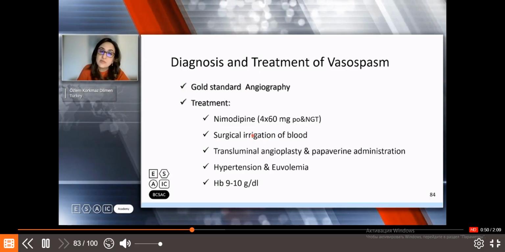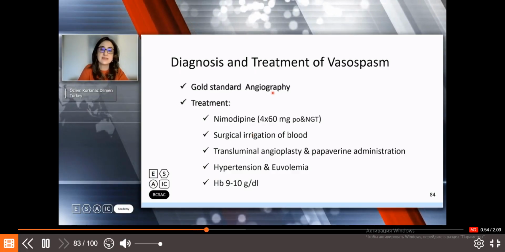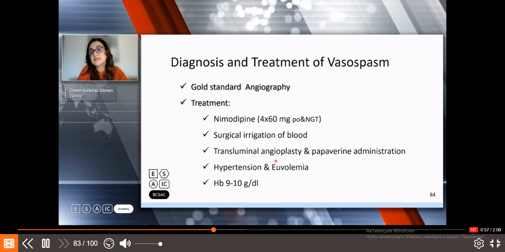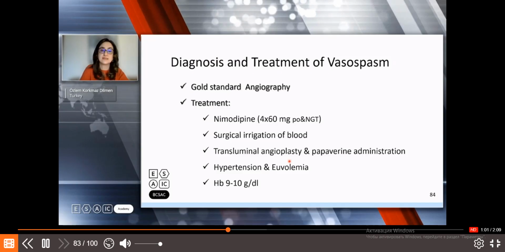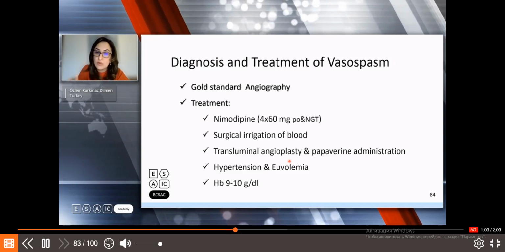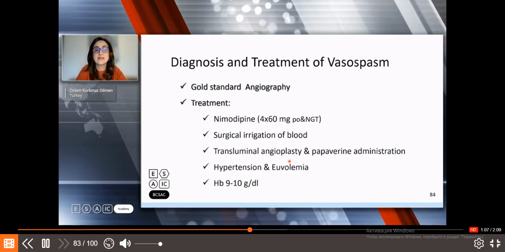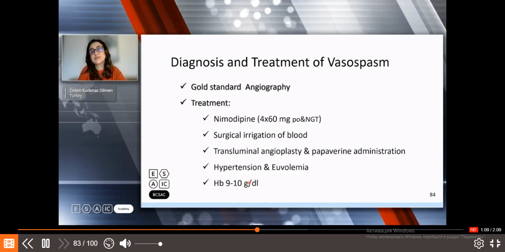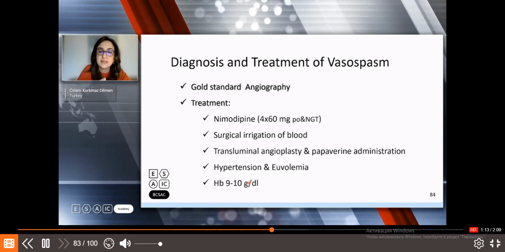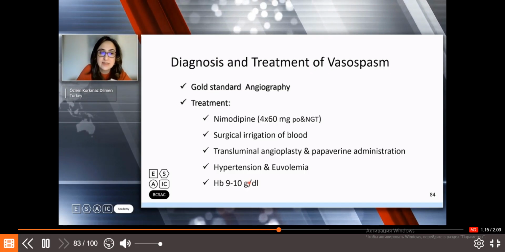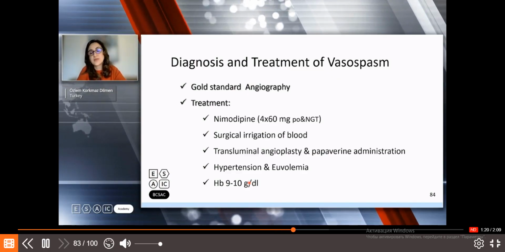If vasospasm is detected by angiography or transcranial Doppler, transluminal angioplasty or papaverine administration can be used for treatment. Hypertension and euvolemia should be sustained by neurointensivists, and the hemoglobin level should be kept between 9 and 10 grams per deciliter to sustain enough blood viscosity and cerebral blood flow.